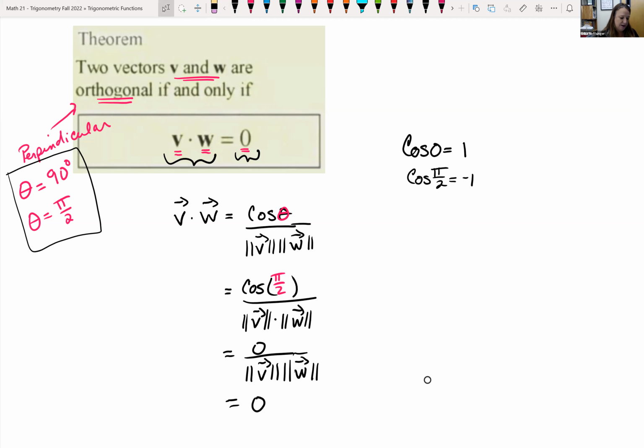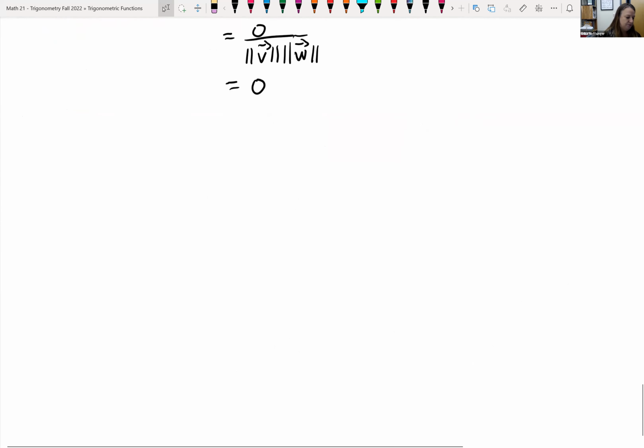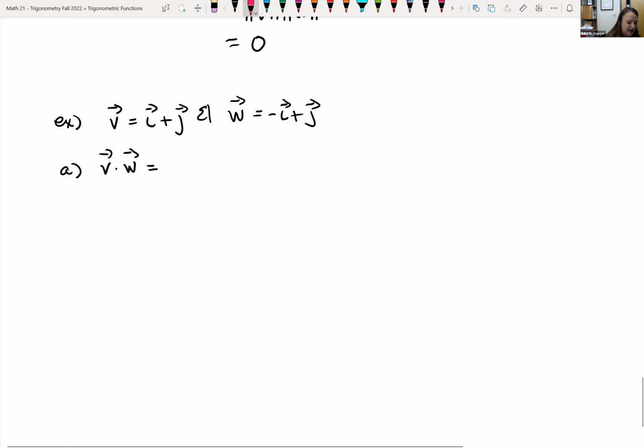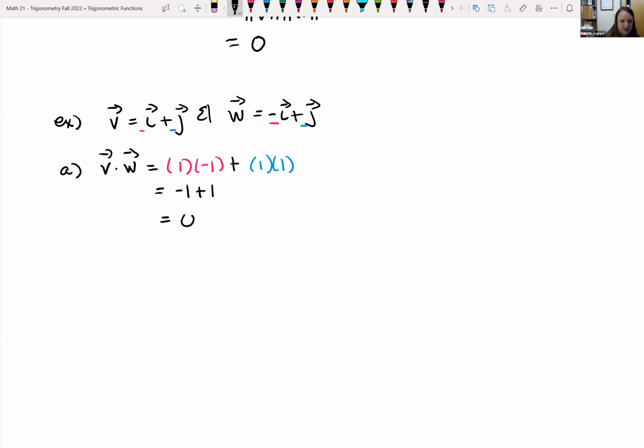So let's look at some examples. We're given two vectors. Our vector v is equal to vector i plus vector j, and our vector w is equal to negative i plus j. I want us to find the dot product of v and w. All we're doing again is multiplying our horizontal components together, so one times negative one, plus multiplying the vertical components together, so one times one. One times negative one is negative one, plus one times one, which is one. This is equal to zero.